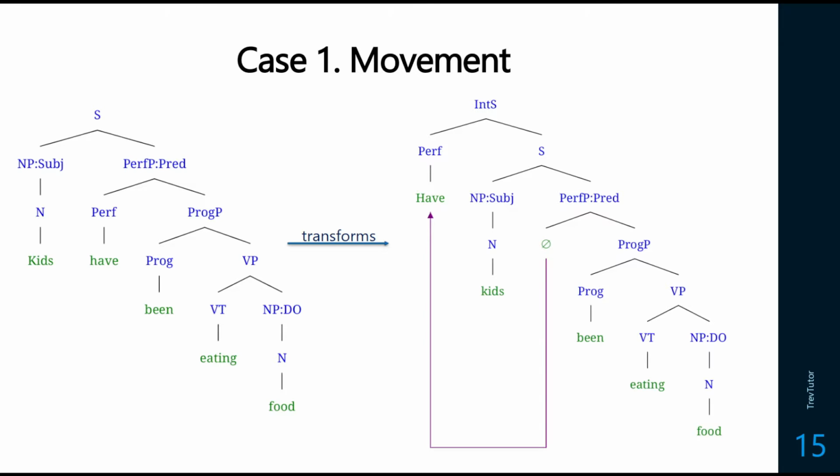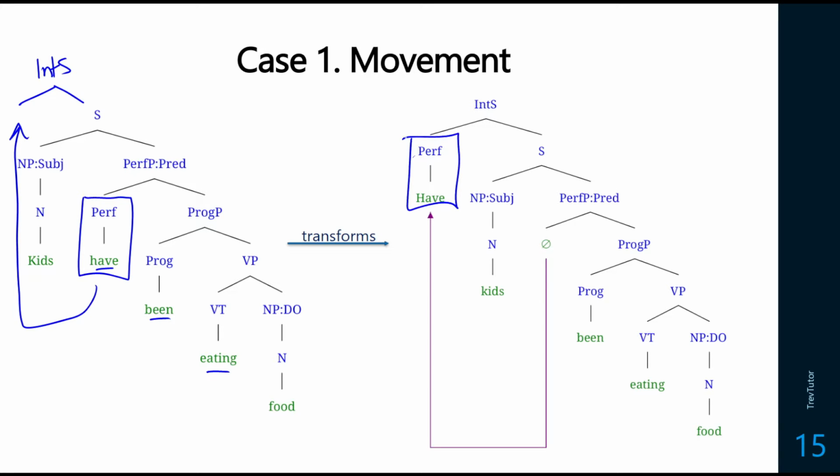Kids have been eating food. So we have been eating. That's our main verb chain, a perfect progressive and transitive verb. So what we'll do to form the question is we're going to target the perfect. We're going to create a new interrogative sentence layer above, and we're going to move that perfect up into that position. So this is what we get on the left side. Perfect has been moved up to the interrogative sentence, and we get have kids been eating food.